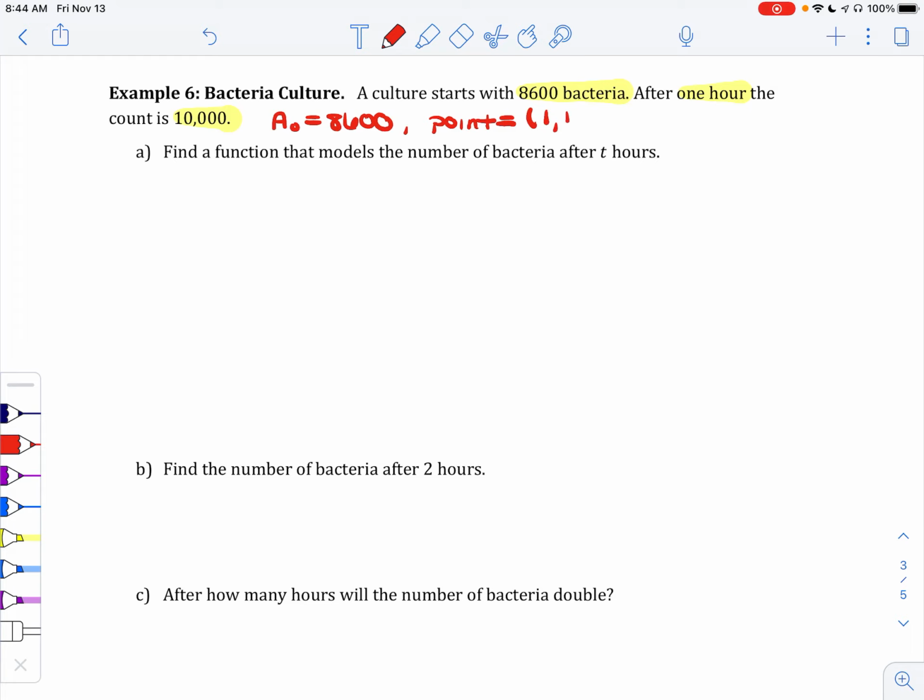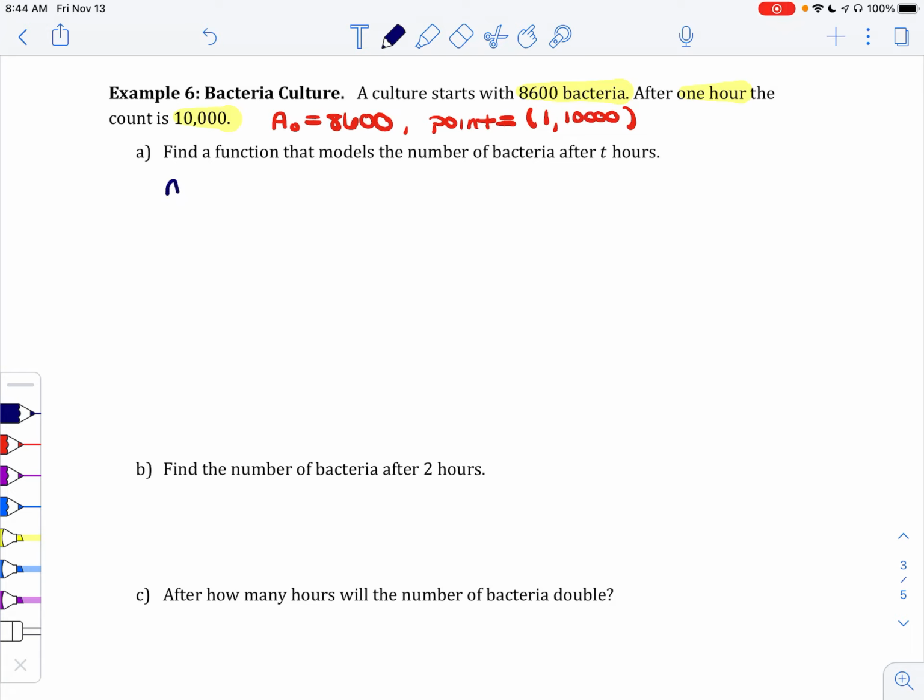After 1 hour, our count is up to 10,000. So that's just a point that we're going to use in order to build this model. Notice the thing that we're not given this time is a rate. We're not told what our growth rate is. So we're going to have to figure out what that rate is based off of the initial amount and then how much it has grown to after an hour. This one's going to be a little bit more work to solve.